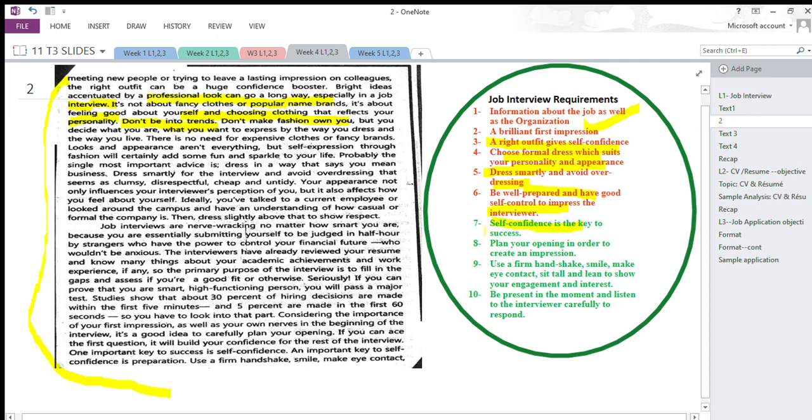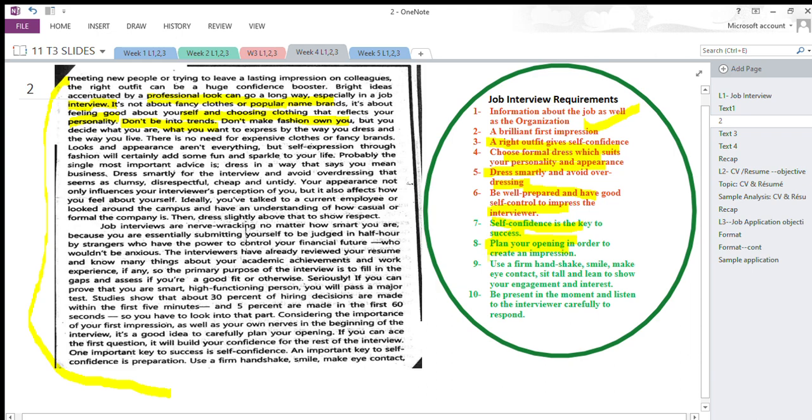Self-confidence is the key to success. This is very important. Self-confidence saves you in many situations, but don't be overconfident. Some candidates become overconfident and then they might lose even a very good job. Plan your opening in order to create an impression.